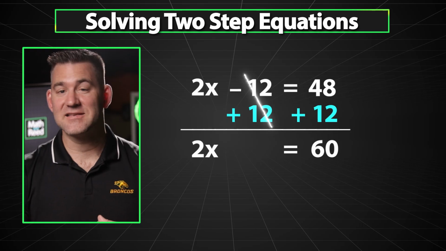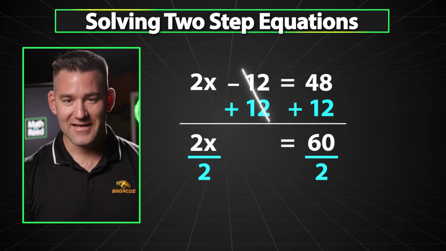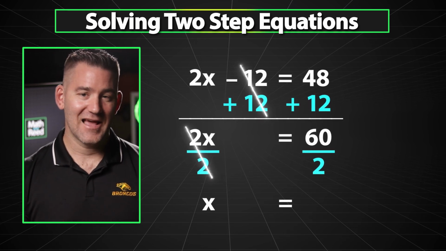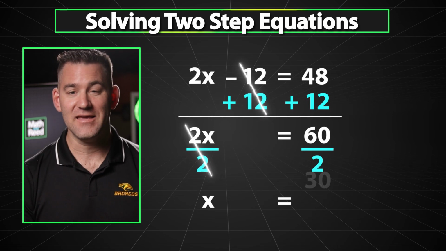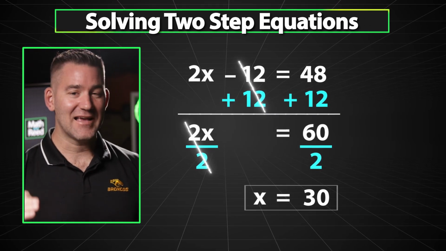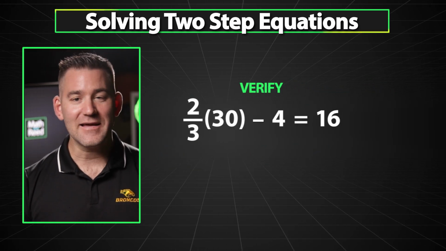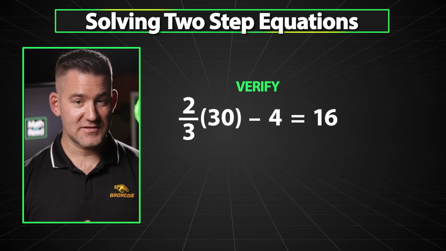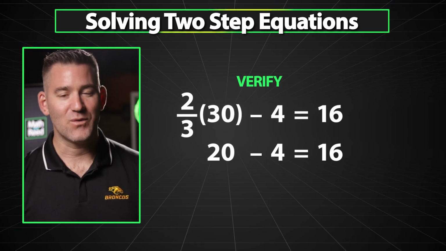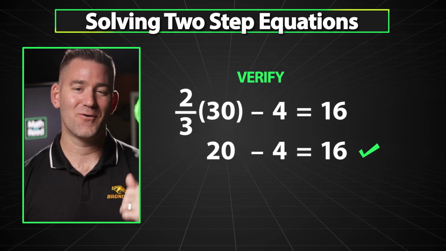And finally, let's get rid of that 2 that's multiplying by x by dividing. 2 divided by 2 goes to 1, we are left with 1x, and 60 divided by 2 equals 30. And bam! There we go, we have x equals 30. Let's make sure our answer is correct by plugging it back in. Well, 2/3 times 30 equals 20, and 20 minus 4 equals 16. So we have a true statement, our answer is correct.